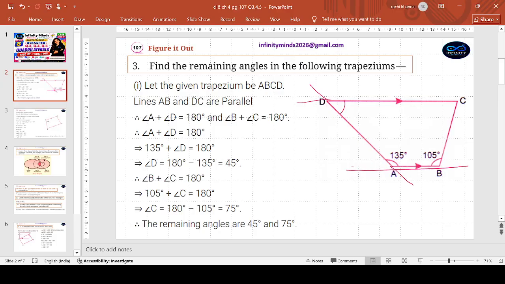So interior angles on the same side of the transversal are supplementary. We can easily have A plus D to be 180 degrees, which makes me get the value of D to be 45 degrees. The very same logic can be applied to the set of B and C also, adjacent supplementary angles between the pair of parallel lines, or else there could be another way, like I've been discussing. There are multiple ways to solve all such questions.